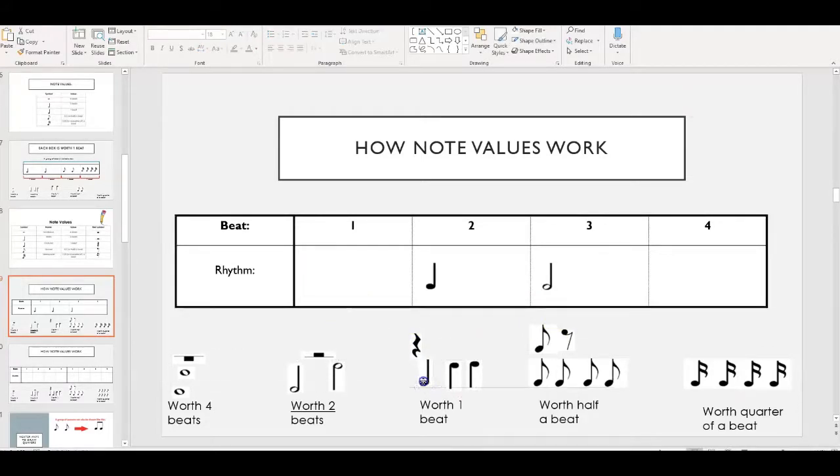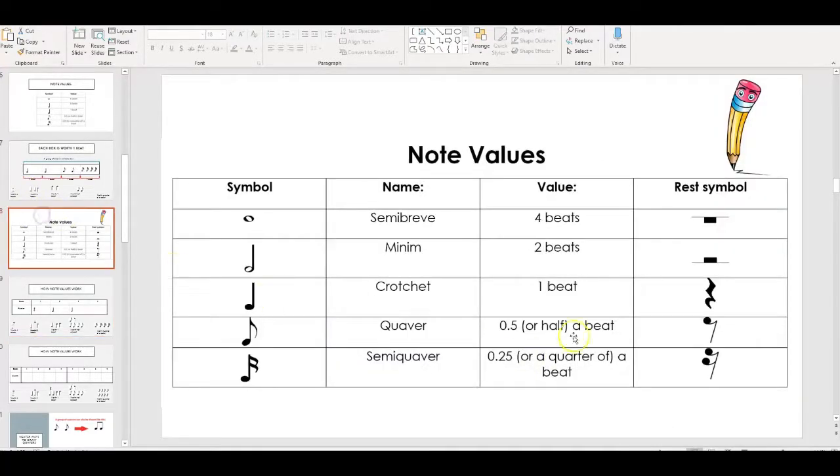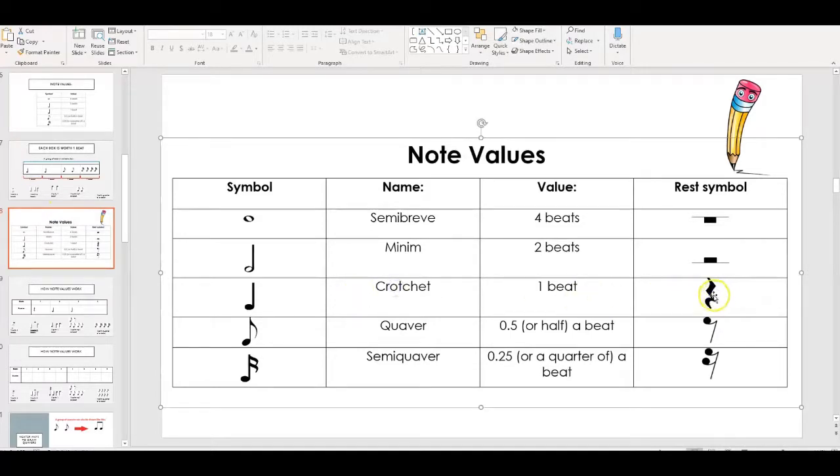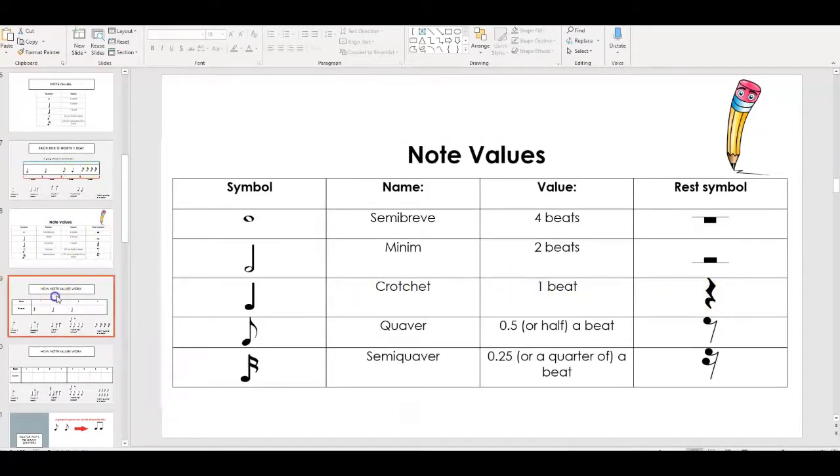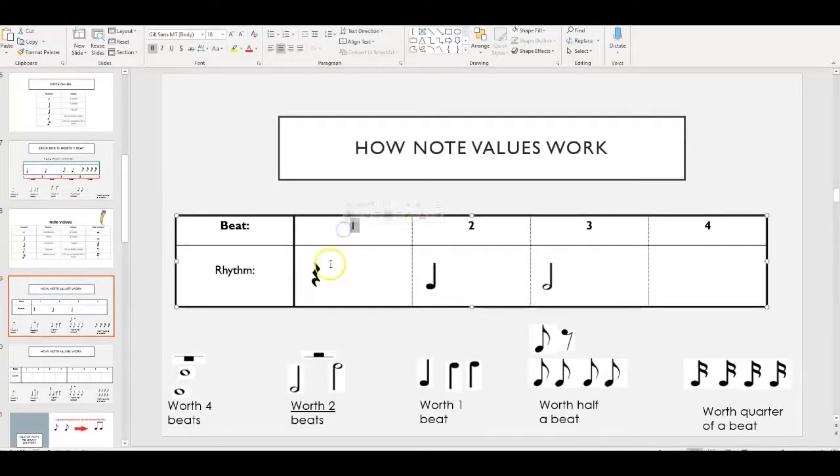This time I'm going to use a crotchet rest. Now remember, a rest means don't play for a certain amount of beats. So we're using a crotchet rest, which means don't play for 1 beat. On beat number 1, you're not going to play. You're going to go rest, 2, 3, 4. Let's clap that together a little bit slower, 2 times in a row. 1, 2, 3, 4. Rest, 2, 3, 4.